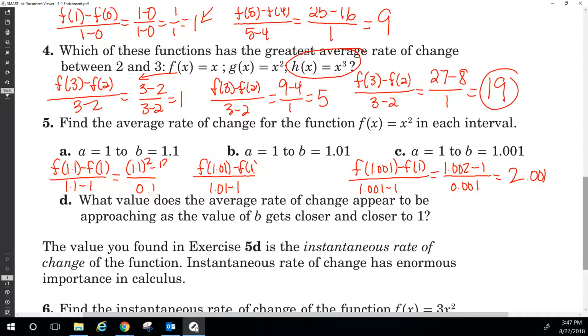All right, what does the average rate of change appear to be approaching as the value of b gets closer and closer to 1? So I'm making this video right after we did limits. So hopefully you're seeing our values here went from 2.1 to 2.01 to finally 2.001. So we can talk about it in terms of limit. It's getting closer and closer to the value of 2.